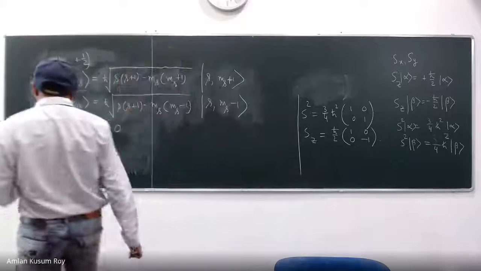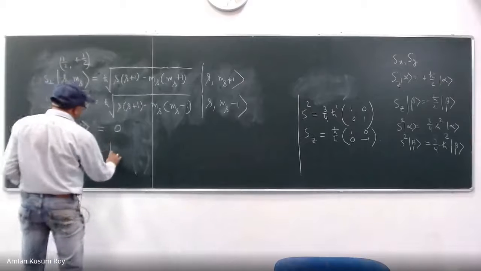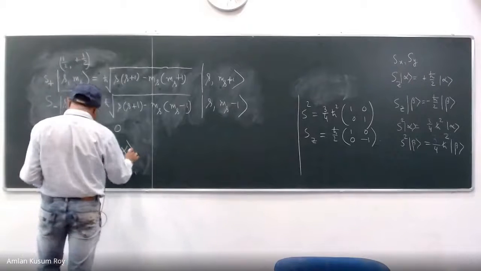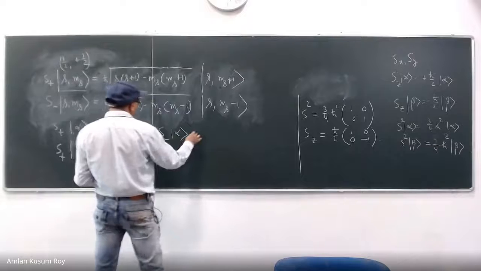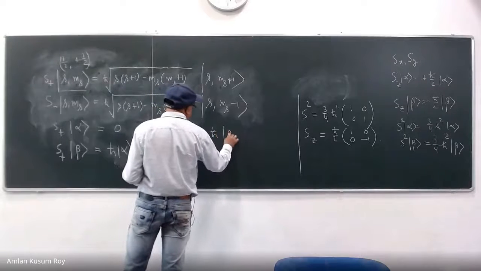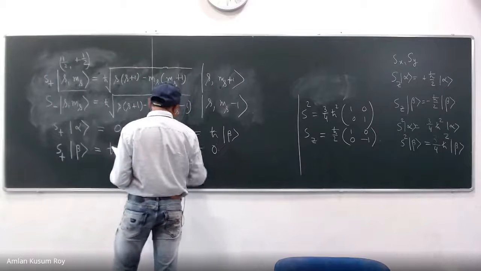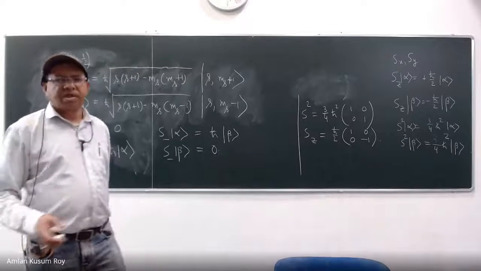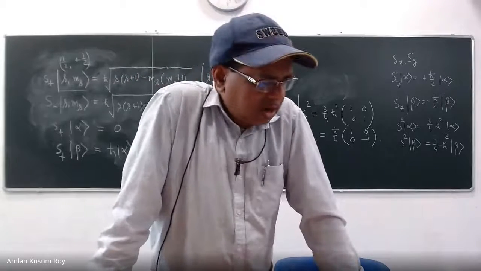Let me first write it down. Oh, you are doing S plus beta. S plus beta should give you H cross alpha. And then S minus alpha should give you H cross beta. S minus beta should give you 0. These are the 4 equations that you should get. Okay?